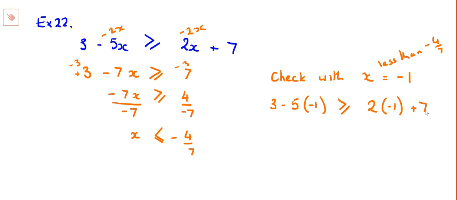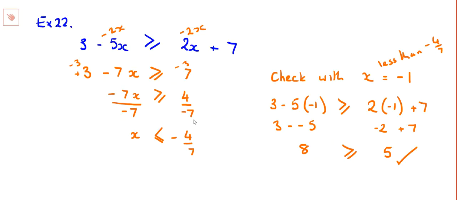So that's what we're saying. We're going back to this first statement. So 3 minus what? It's plus. So negative 5 makes 8. That should be greater than or equal to negative 2 plus 7, which makes 5. So is 8 greater than or equal to 5? Yeah, so we're happy with our check. So that looks like it's fine.